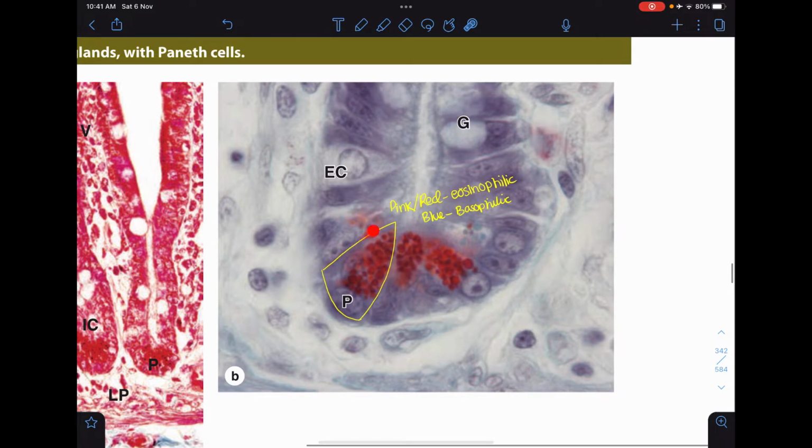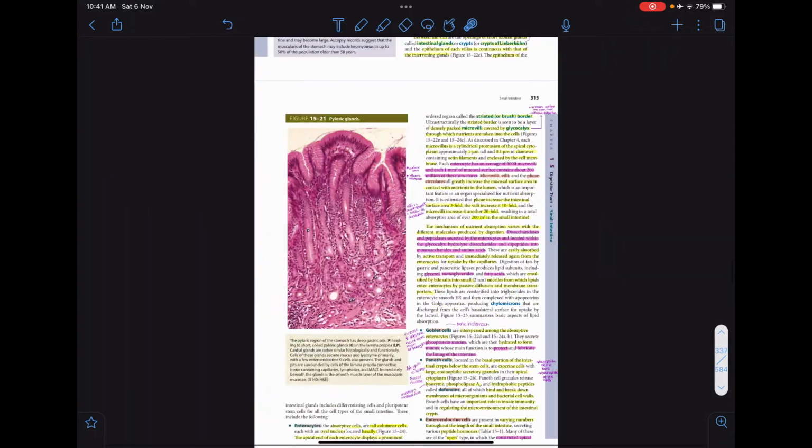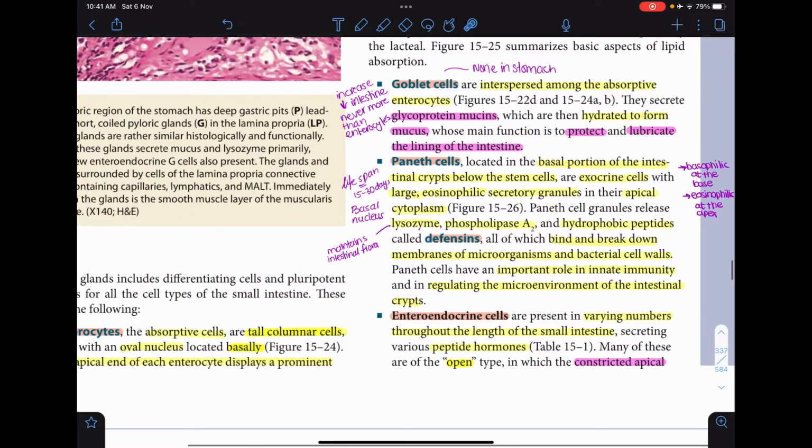So I just wanted to show you it's pyramidal, with an eosinophilic apical part and a basophilic basal part of the Paneth cell. And they have defensins which defend the small intestine by binding and breaking down the membranes of microorganisms and bacterial cell walls, and they also maintain intestinal flora.